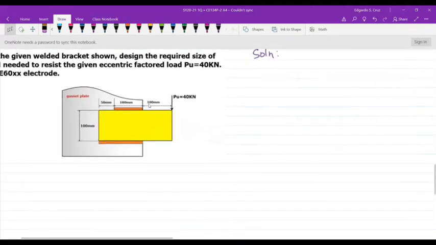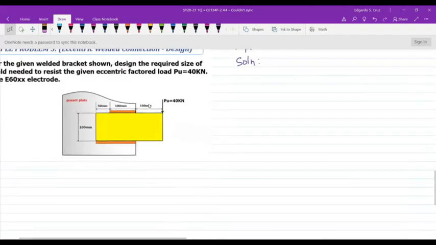As you can see, the connection consists of two lengths of welds. So let us identify these welds by considering a unit length, 1 millimeter, at the ends of each length. The upper horizontal weld, let me take 1 mm on the left point and call it point A. Then the one on the right, call it point B. Then the lower horizontal weld, the left end, call it C, and the right end, call it point D.